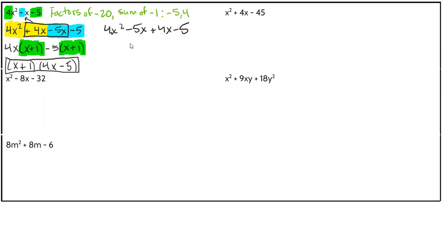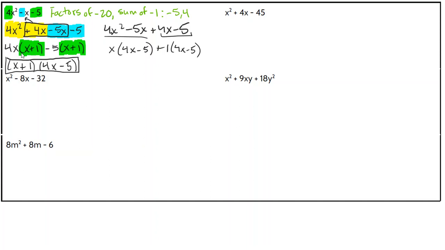The GCF will just be different as you pull it out. So between the first two terms here, that'd be x times 4x minus 5. And then between 4x and negative 5, it's just 1 because there's nothing else. And we have 4x minus 5. So you end up with the same place, with the same answer. The terms just switch places.